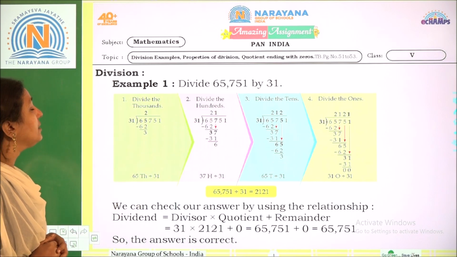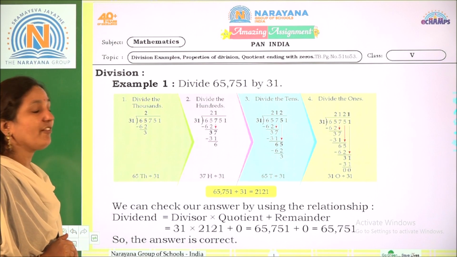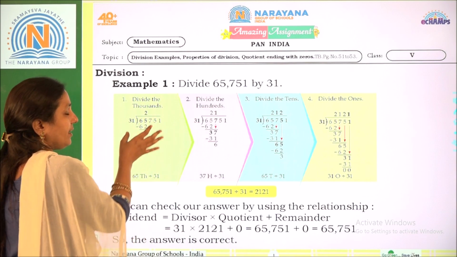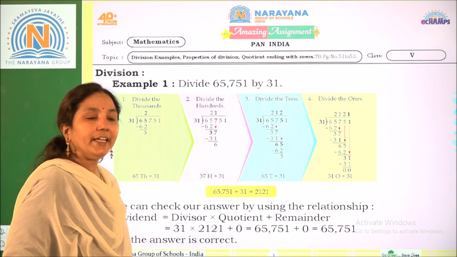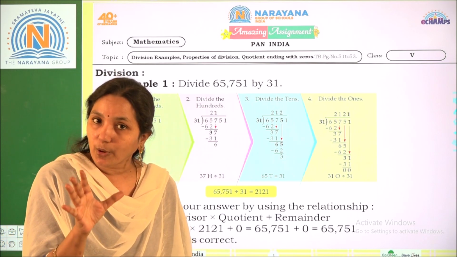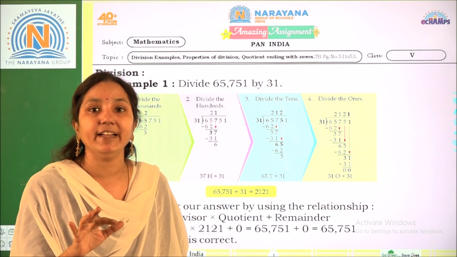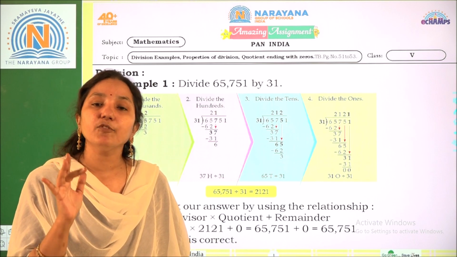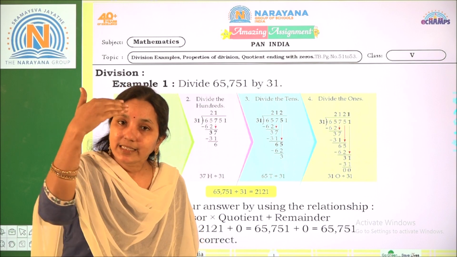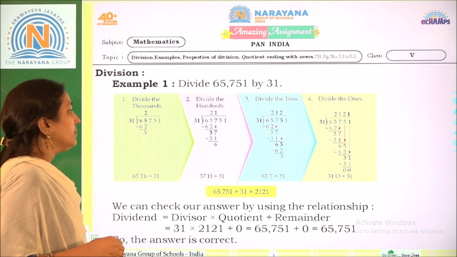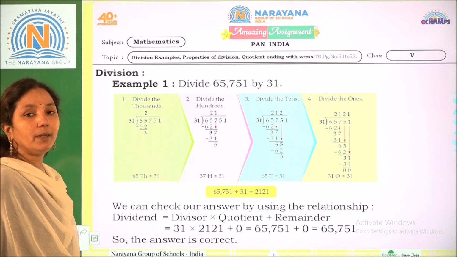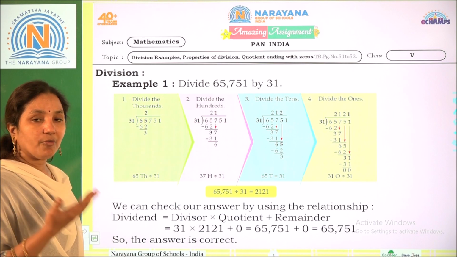First example: divide 65,751 by 31. First we arrange it according to the division column. While doing the long division method, we follow 5 steps. First we identify, then we find how many parts, then multiply, then subtract, and then bring down the digits. Using these 5 rules, we complete our division problem and find the quotient of the given division problem.